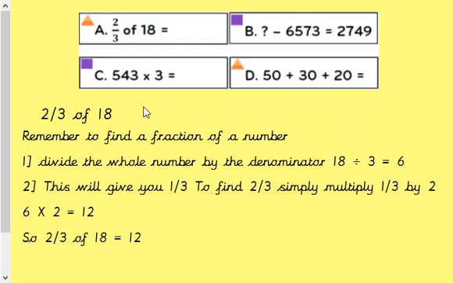Okay, first question we're going to look at is 2/3 of 18. Now, we haven't done these for a little while, but remember, to find the fraction of a number, you divide the whole number, in this case 18, by the denominator, in this case 3. So 18 divided by 3, how many 3s are in 18? That is 6. This gives you 1/3. To find 2/3, you simply multiply 1/3 by 2, or in this case, 6 by 2. So 6 times 2 is 12. So 2/3 of 18 equals 12.